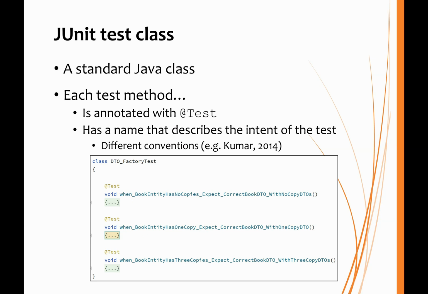One of the things that we need to be careful about is the name of the test method. Now you'll notice from this example here that the method names are very long. That is not a problem. In fact, the clearer the intent of the test, the better, and the name of the method will convey that intent. There are different conventions for naming our methods, and I've used here the when expect convention. So when some condition, we expect some result.